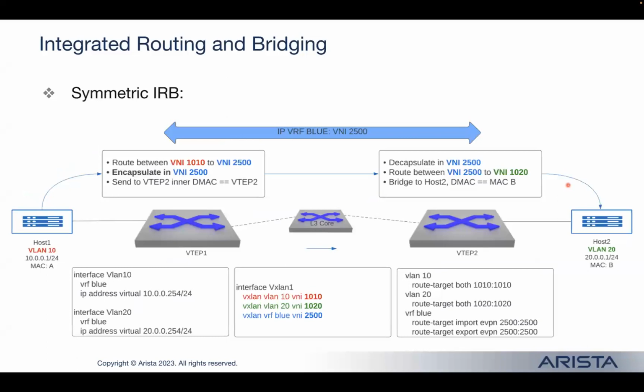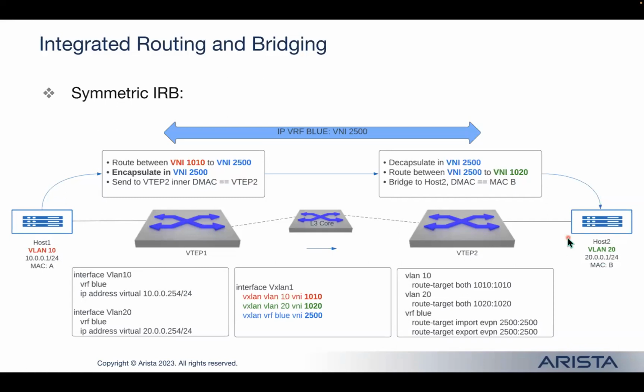Now, in contrast to this, with the symmetric IRB model, our source VTEP is actually going to route the traffic into an IP VRF. In this case, it's VRF Blue. And then it's going to send it towards the destination VTEP. It's going to be the responsibility of the destination VTEP to decapsulate and then route it into the destination subnet for the end host, which in this case is VLAN 20. And once it's done that, it's going to forward it locally to the host.